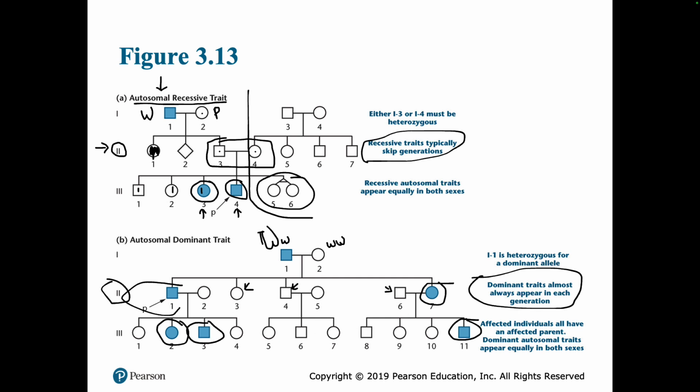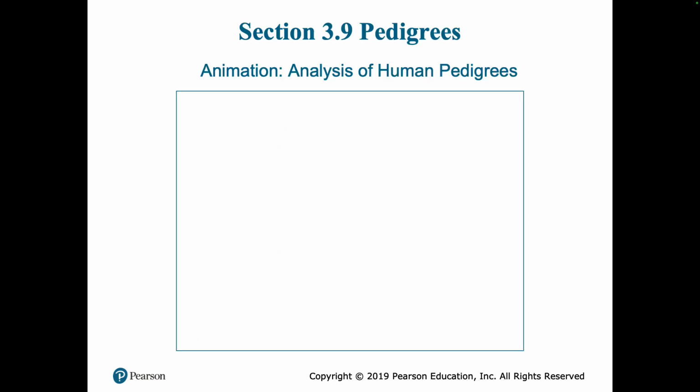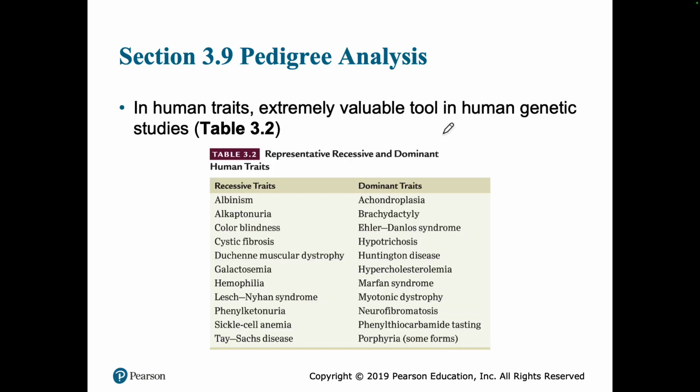So pedigrees are really interesting, and we will look at them a little bit more, especially when we start talking about sex-linked conditions. And so pedigrees, again, have been very useful in human genetic studies to look at a number of different conditions, some of which are recessive and some of which are dominant.